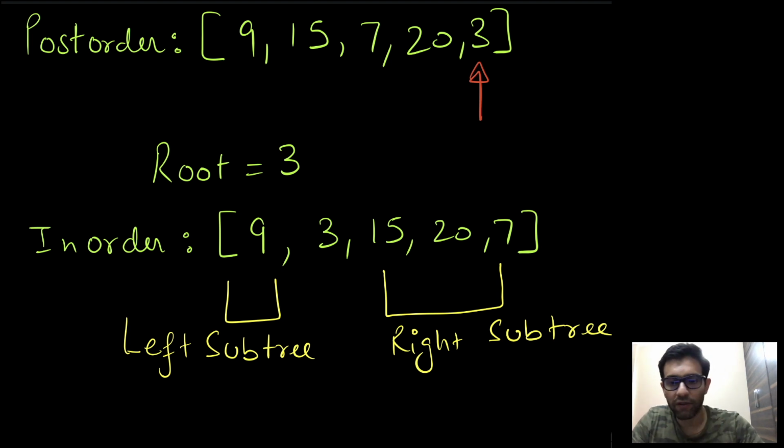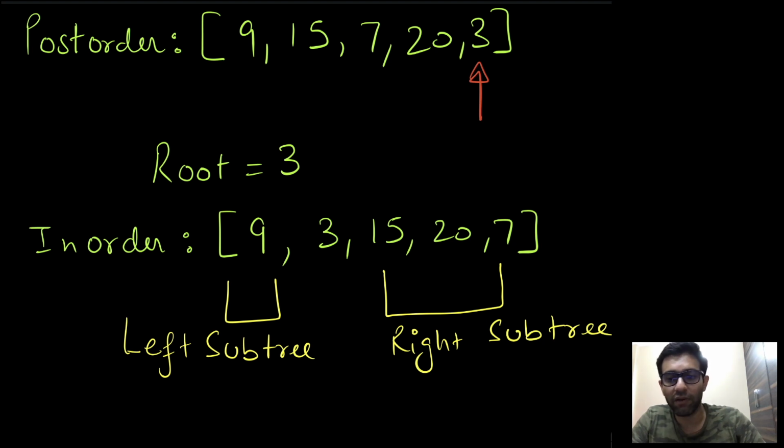Everything that occurs left of the 3, which is the root element here, will be the left subtree, and whatever occurs on the right of the 3 will be the right subtree. And we're going to call the recursive function on these left and right subtrees to get the complete tree. One thing to note here is that we'll be building the tree from the right first, not the left, because we have post order, right?